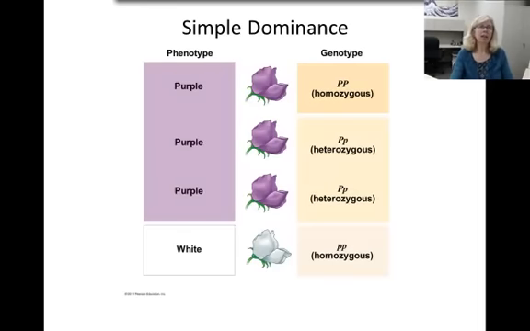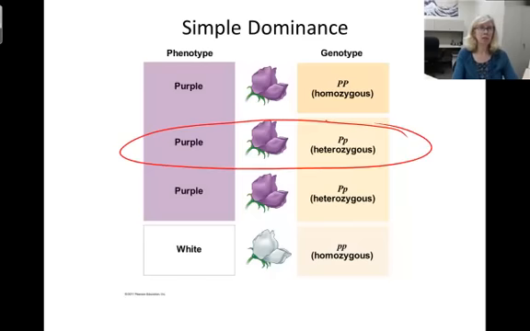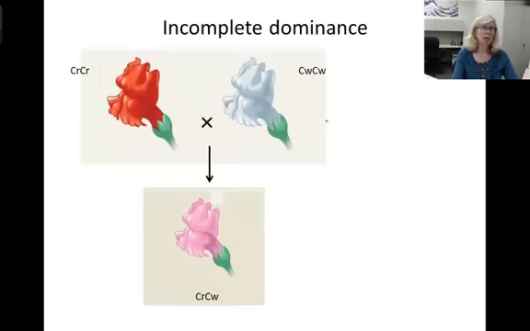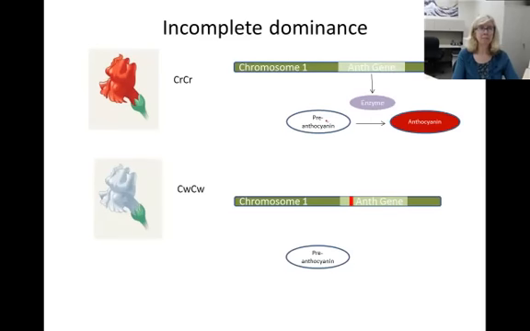We talked in our last video about simple dominance, where the heterozygote shows the trait of the dominant homozygous organism. But what's going on when a red snapdragon is crossed with a white snapdragon and the offspring are all pink? The definition of incomplete dominance is that the phenotype of the heterozygote is intermediate to that of the parents, but this doesn't explain the biology behind the system. So let's take a look at that.